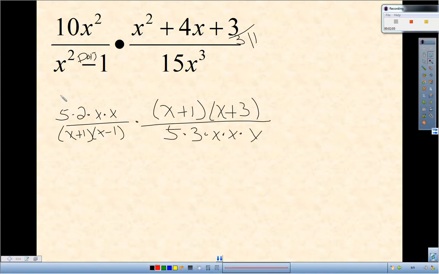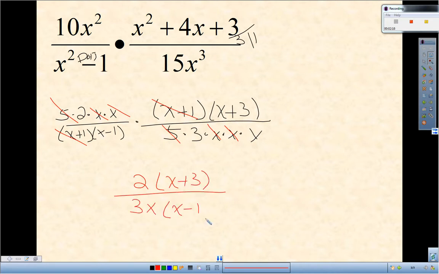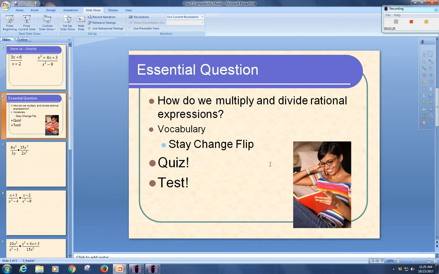And now let me look for my factors, cross out my 5s, cross out my x plus 1s, cross out 2 pairs of x's, so that leaves me 2 times x plus 3 over 3x times x minus 1. And that's it for today's lesson.